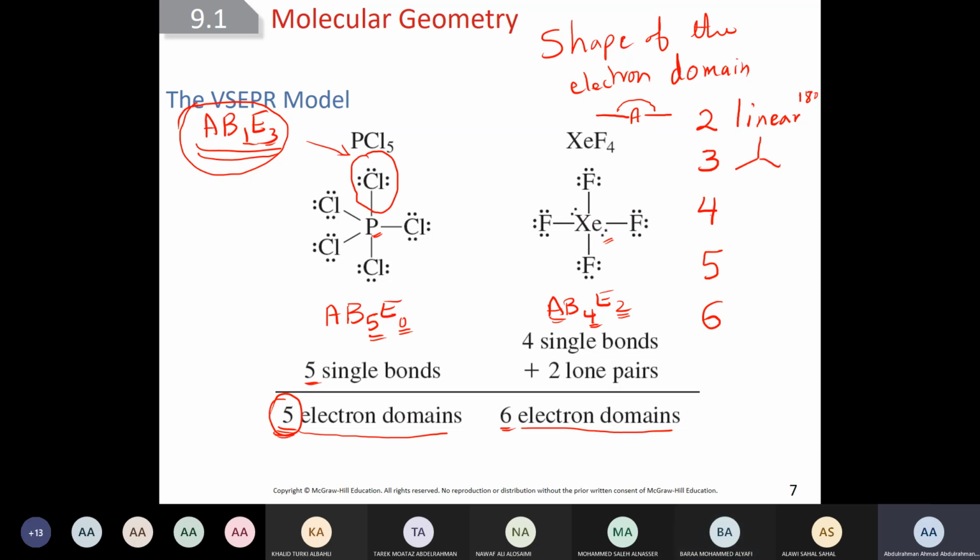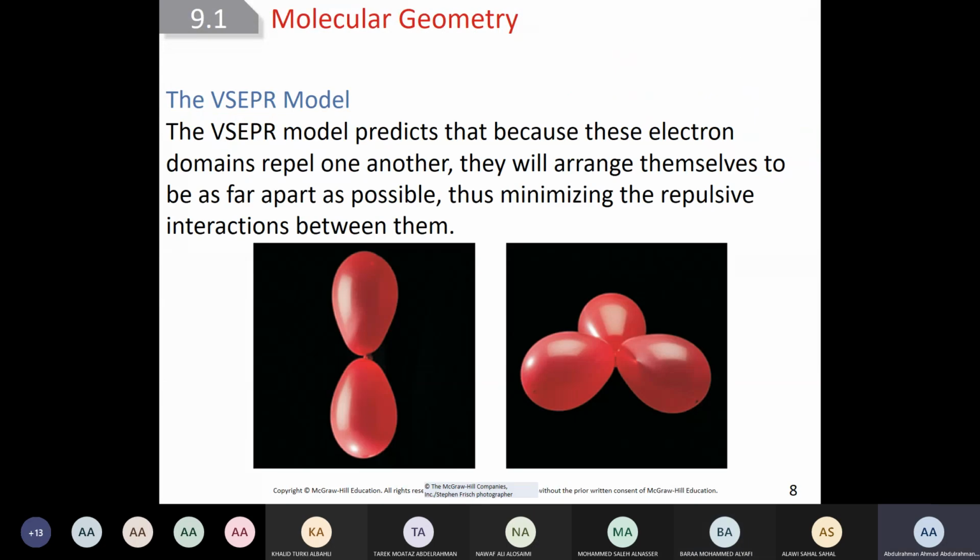If it's 3, the shape of the electron domain will be what? Triangle. Like this. What will be the angle in here? 60? No. Come on. What's this angle? 120, yes. This angle is 120, 120, and 120. Clear? You have to memorize the name and the angle. What's the name of 3 electron domain? Triangle.